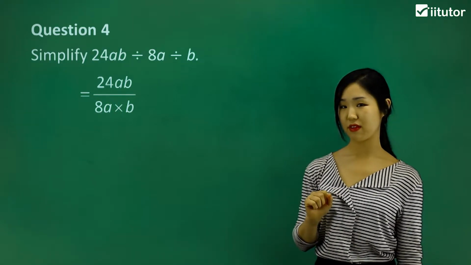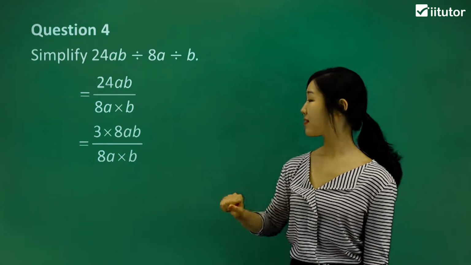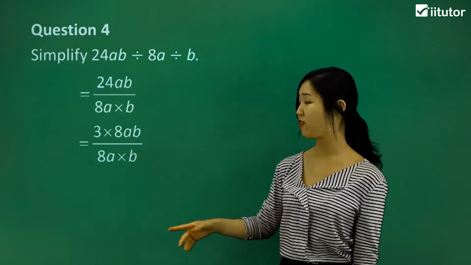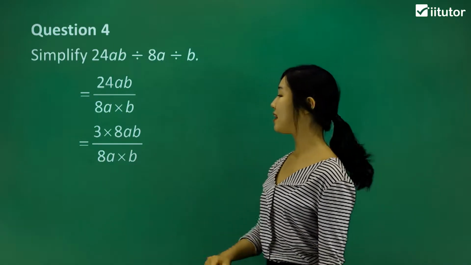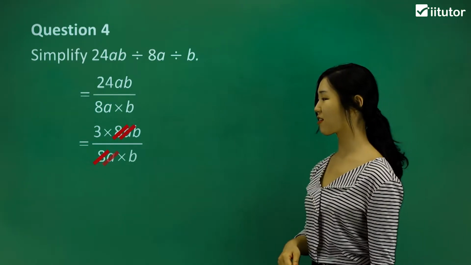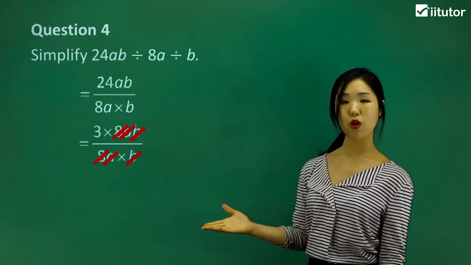Now let's do a little bit of separation. I'm going to make the 24 into 3 times 8, because now you can see that 8 is common on both numerator and denominator. So we don't have to bother changing the denominator 8. Now let's do some crossing, which is the best part, isn't it? So let's cross it out. The 8's get crossed out and also the a's get crossed out. And then the b's. So, what are we left with?